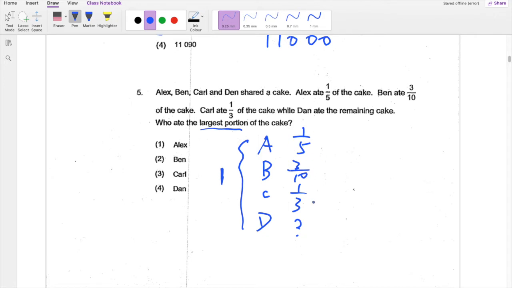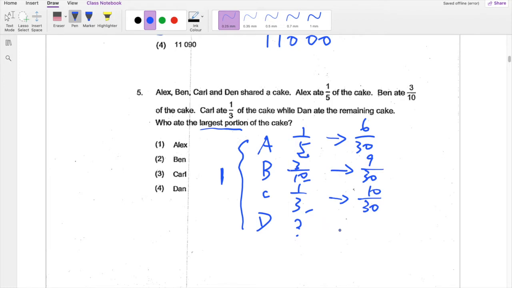We see that the denominators are different, so we need to make them the same denominator first. What we do is find the least common multiple of the denominators. Well, 10 already includes the factor of 5, right? So the least common multiple is 30. So this one can be 6 of 30. This one is 9 of 30. This one is 10 of 30, right?